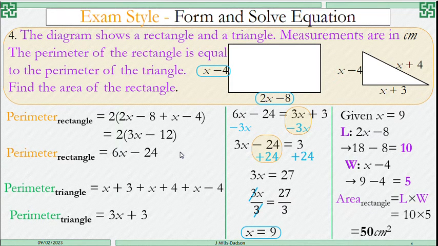Okay, so the last thing we're going to do on form and solving equation is a worded problem. So we're going to look at a worded problem where there is no diagram. We've got to figure out the equation to form. That's our next lesson.